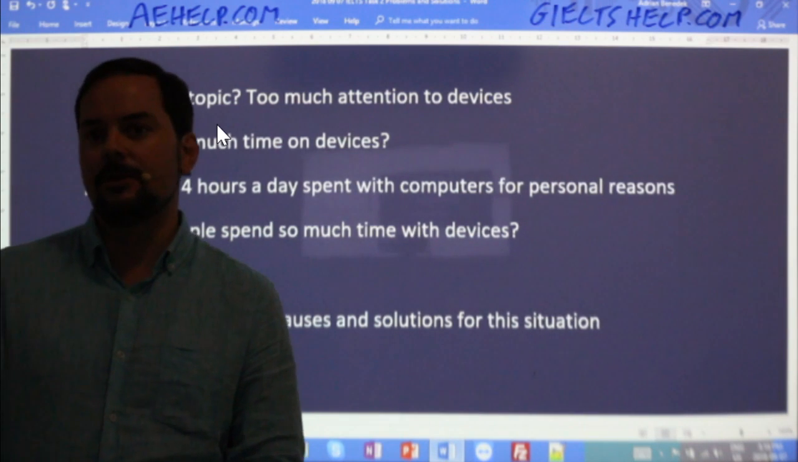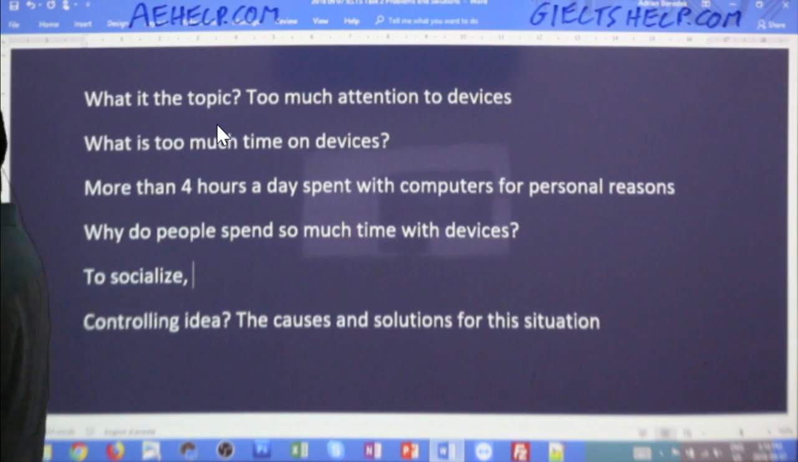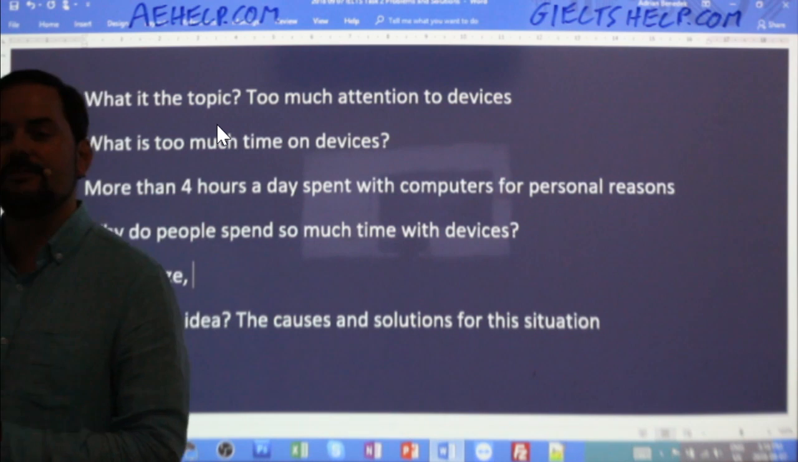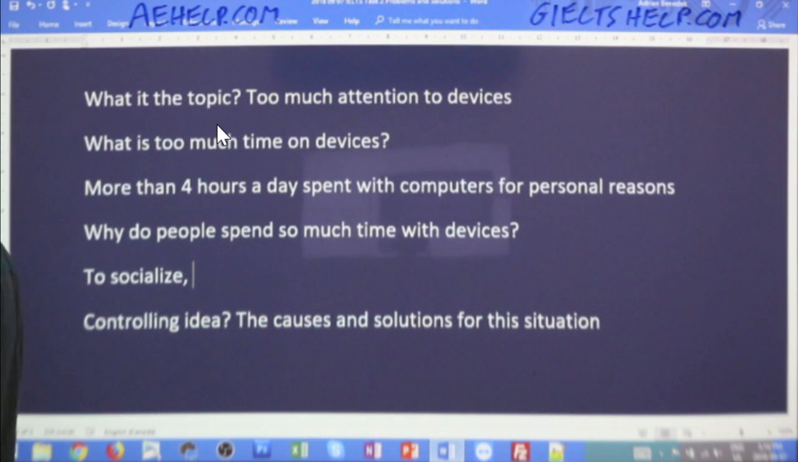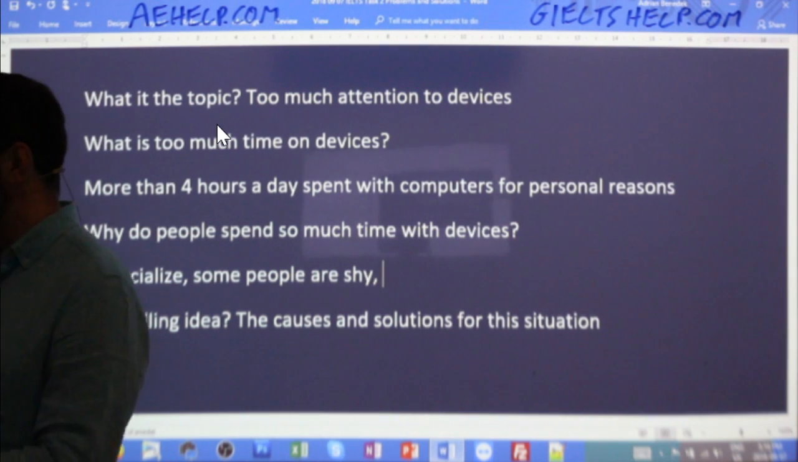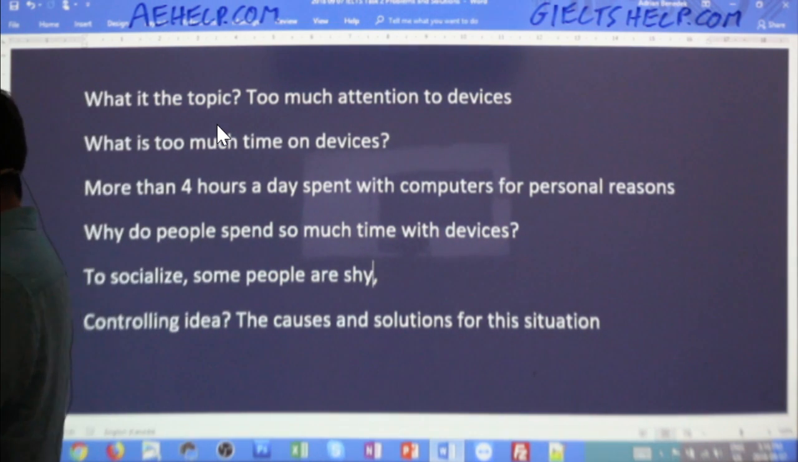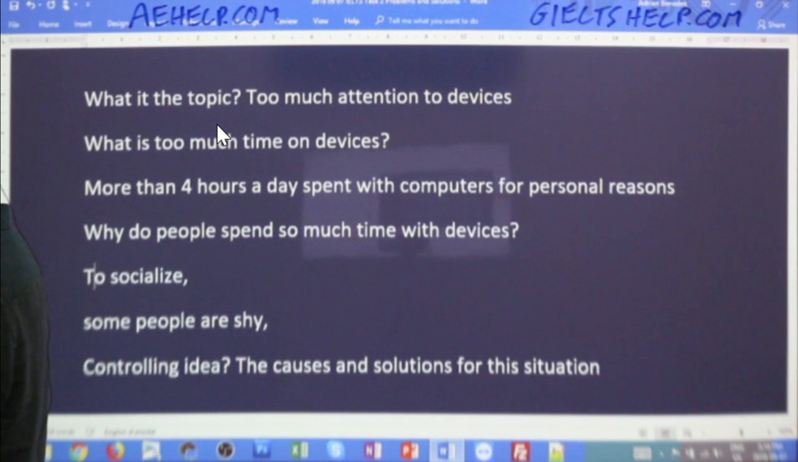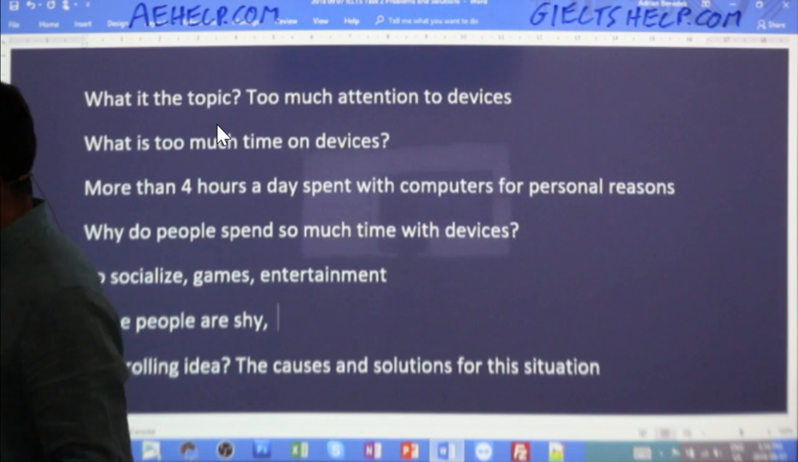Naveen says maybe they're more reserved. So here we have to be careful because Naveen, you're giving a different approach here. So you're saying some people are shy. Sure. So to socialize, some people are shy. I'm going to separate this because one, we're talking about personality, and the other, we're talking about what people are actually doing. Okay, and again, visualize here.